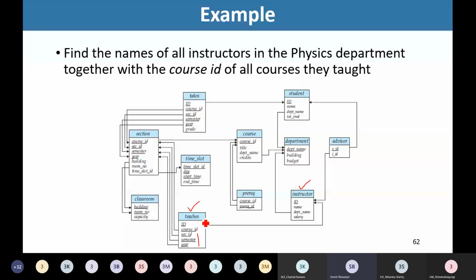So obviously we have now shortlisted these two relations to be used, right? The instructor relation and the teachers relation. Once we understand which relations have the data that we want, let us proceed further with these two relations now.